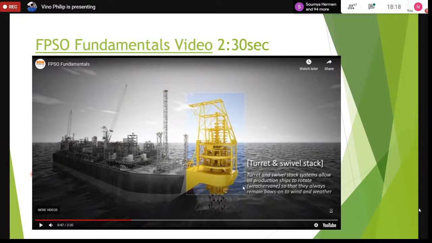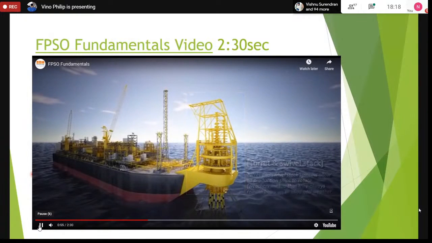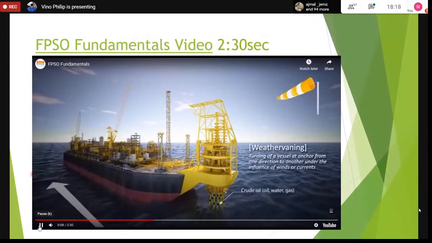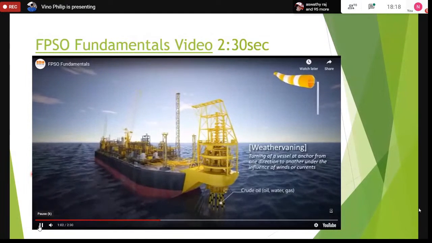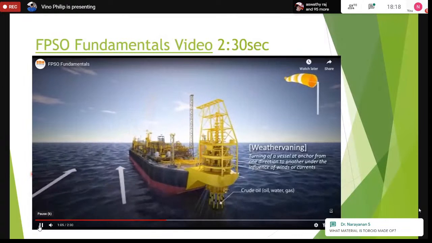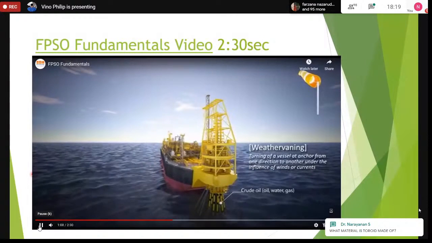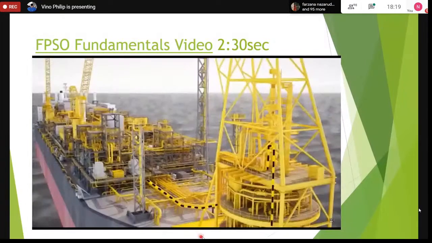Okay, so the weather vaning, as we call it, allows the bow to face wind and weather. The bow is the front of the ship, the stern is the back, and then there are the port side and the starboard side. So let's see what it does over here. As the wave moves, the wind causes the vessel to rotate around the stationary pack.